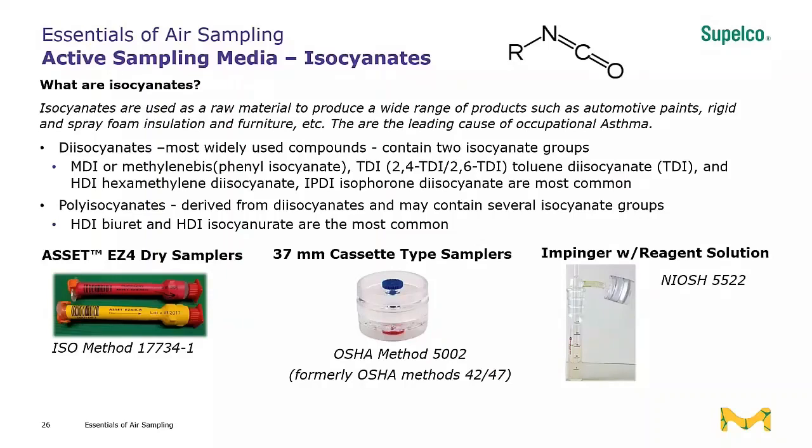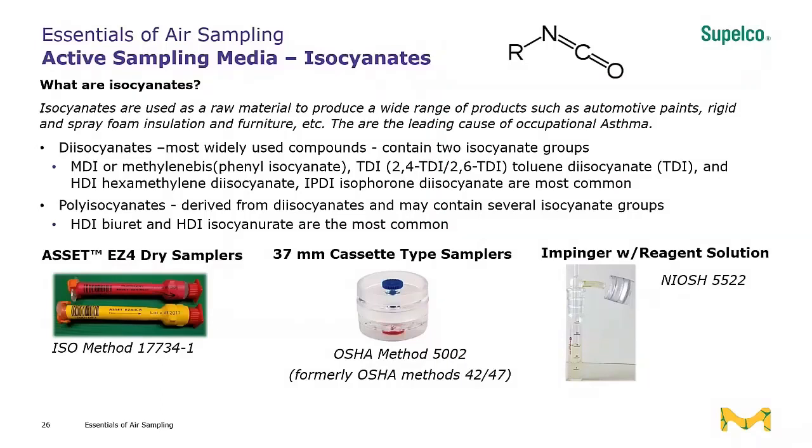So what type of devices are used for sampling isocyanates? You see three different device types below. On the left is a new and innovative device called the ASSET EZ4 Dry Samplers, and they'll be discussed later. There are two devices available. One is for sampling the entire range of diisocyanates and polyisocyanates, and the yellow device is for sampling the higher volatility isocyanates like methyl isocyanate and isocyanic acid.